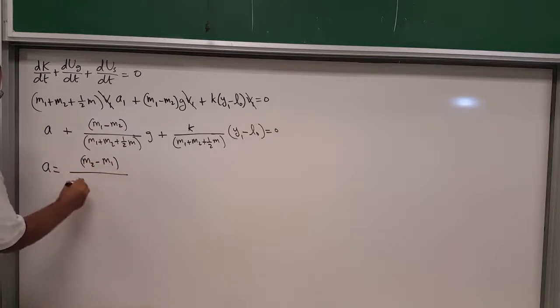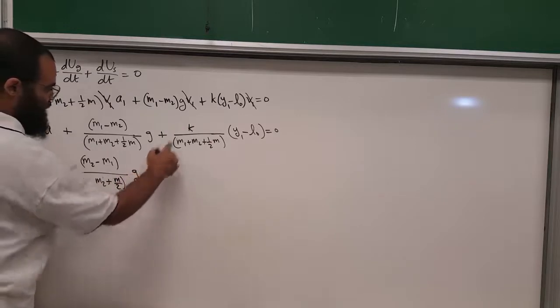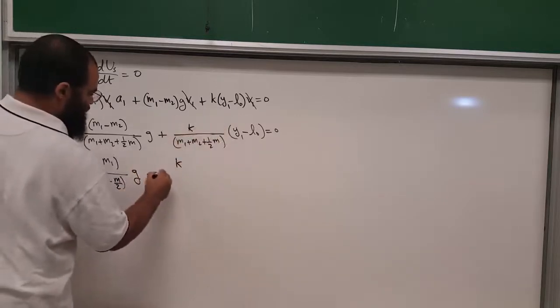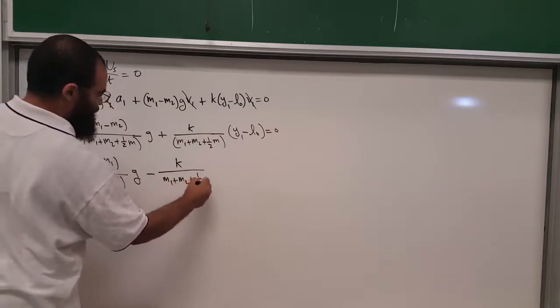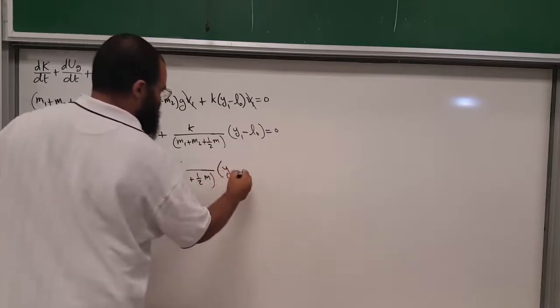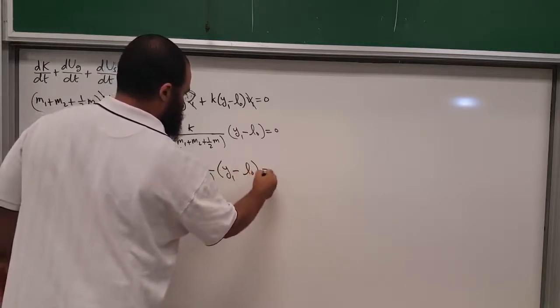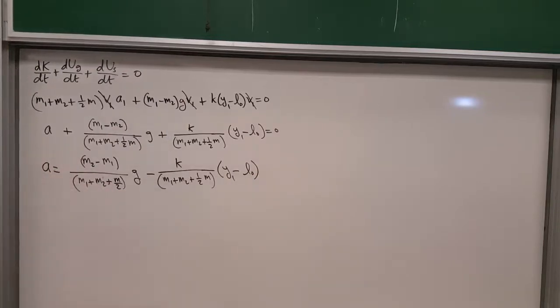And I have m1 plus m2 plus little m, mass 1, mass 2, the mass of the pulley, 1/2 of it, m over 2, g, and then when you move this, it becomes negative, so I have k, and I have m1 plus m2 plus 1/2 of little m, and then times y1 minus L0, equals to, no, not equals to 0. We move them to the other side, so that looks good. Okay. Let me just double check it. Okay, it looks good, so everything is good.